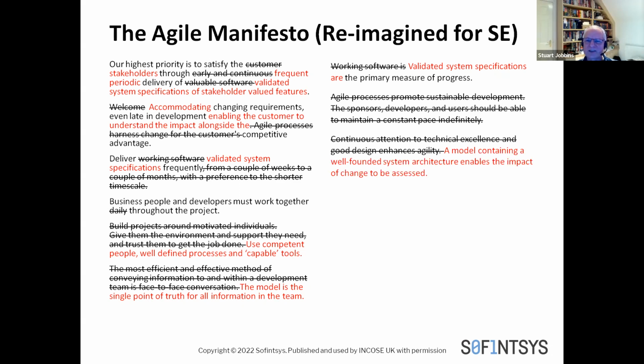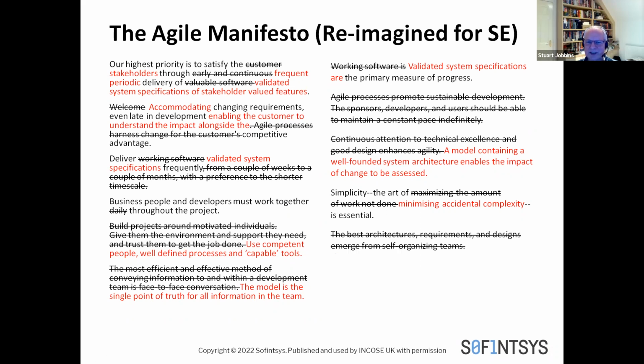Continuous attention to technical excellence. Well, in my view, a model containing a well-founded system architecture enables the impact of change to be assessed. I also think it's easy to modify good architectures. It's actually difficult to modify poor architectures. Simplicity for me is the art of minimizing accidental complexity. Typically for me, there are two types of complexity that go into any system. There's the essential complexity of the system itself, and there's the accidental complexity that's invariably put in by the engineers because they knew how to do something really whizzy with that bit and they really wanted to try it. But not necessarily needed.